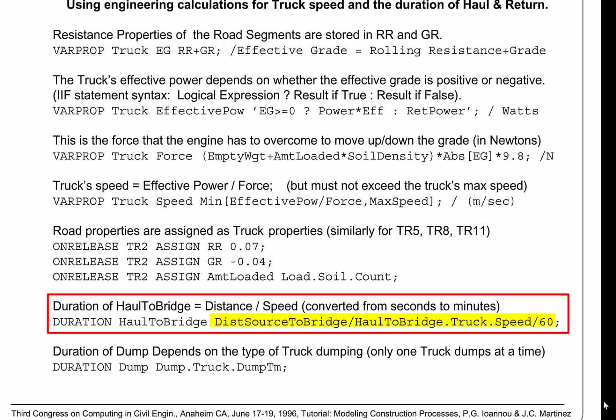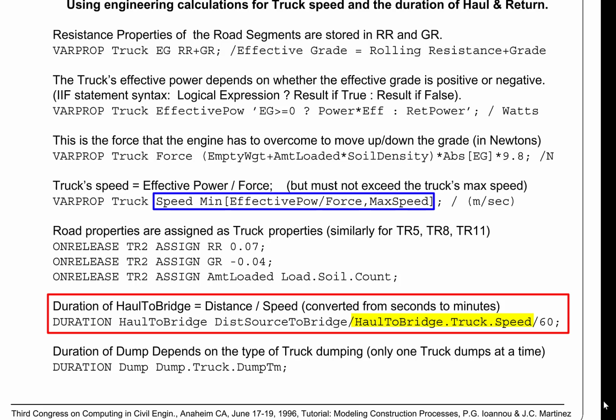The formula for this duration is to take the distance of the source to the bridge and divide it by the speed of the truck currently in the instance of the activity haul to bridge, and then divide the result by 60 to account for the transfer from seconds to minutes. The variable haul-to-bridge.truck.speed references the VarProp speed of the characterized truck that is currently inside the instance haul to bridge.